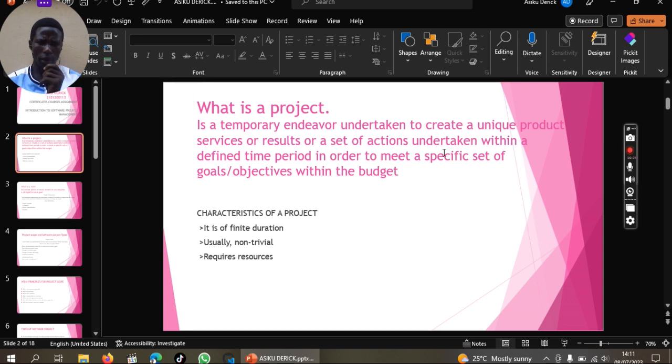What are the characteristics of a project? A project must have a duration, a project must have resources, and it must usually be non-repetitive, meaning within fixed limits.